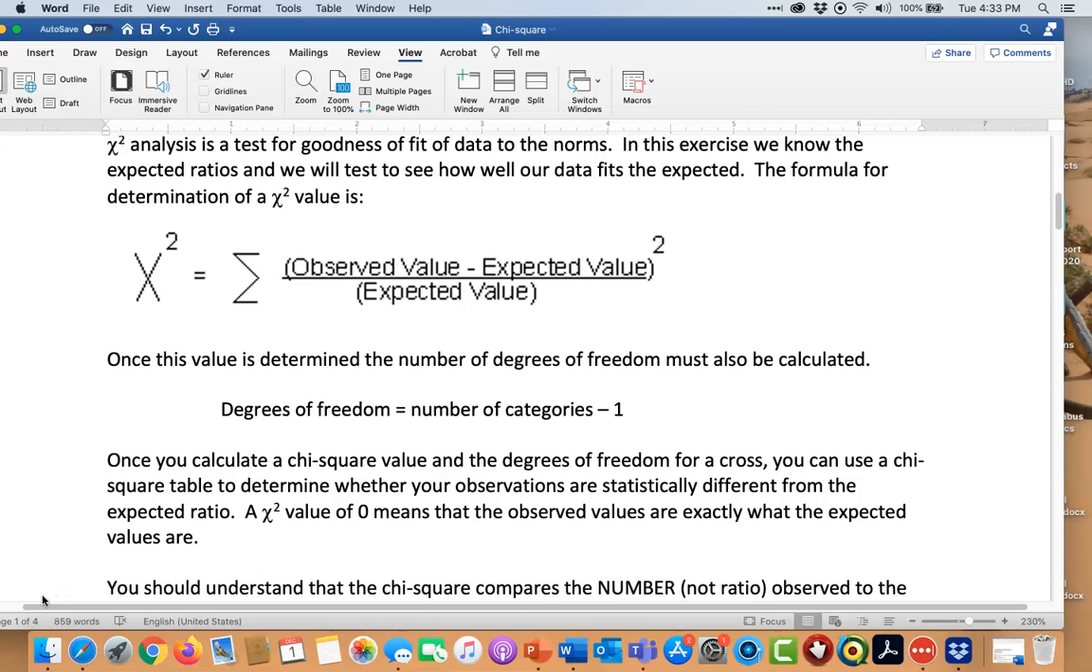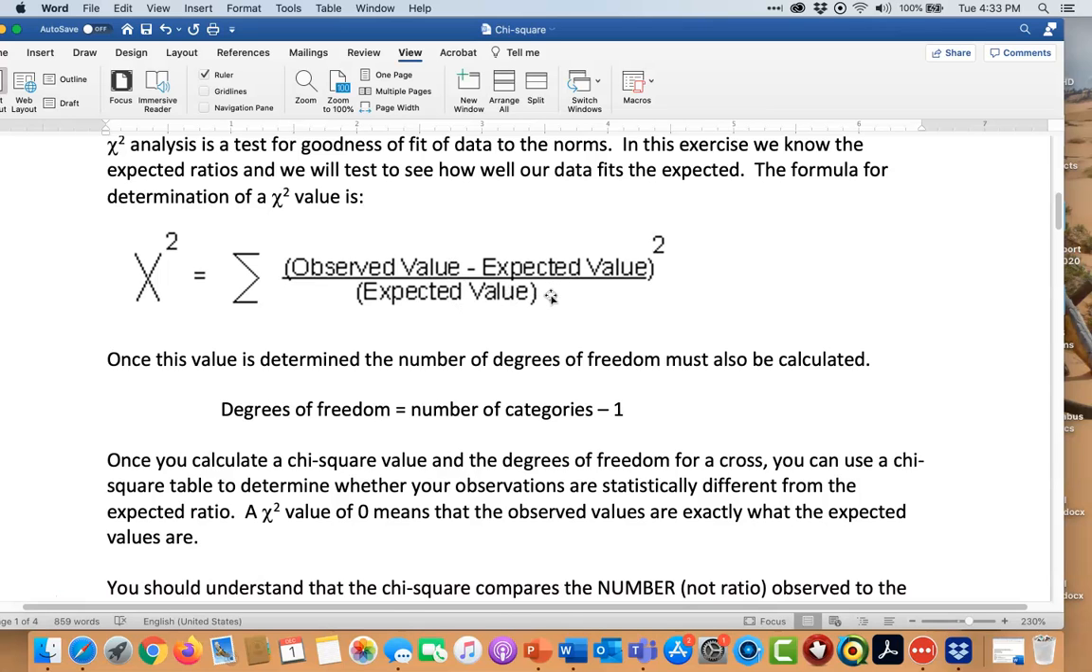So I'm going to walk you through how to do the chi-square test using the table that Dr. Hall mentioned in her video. So again, here's the chi-square formula: the sum of the observed value minus the expected value squared over the expected value.